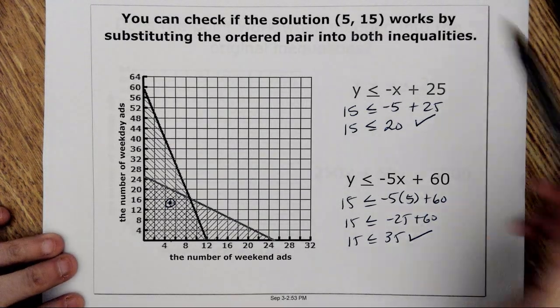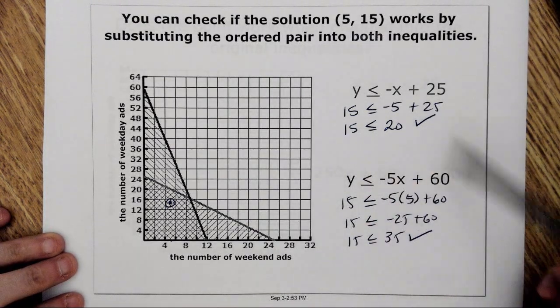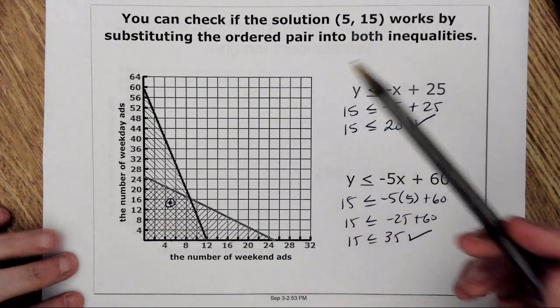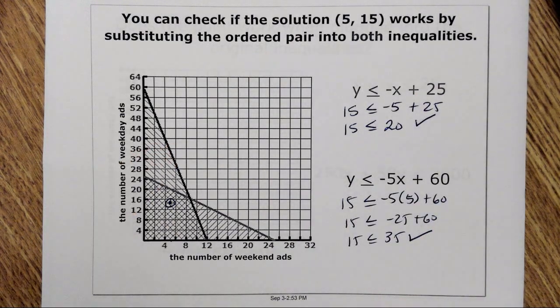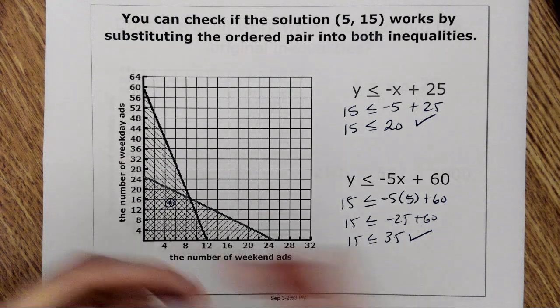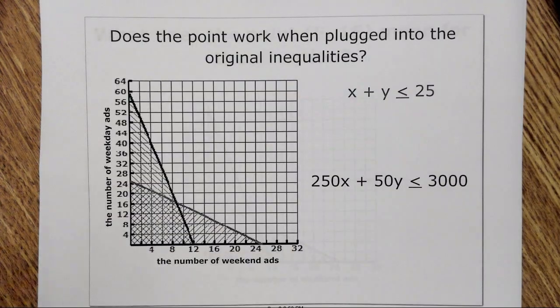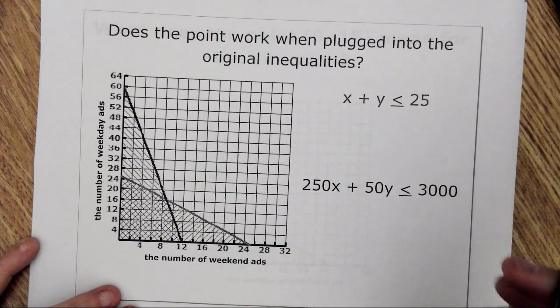So that's what we're looking for. We're looking for solutions that make a system, like I said, is an inequality or an equation where we have more than one equation or line or something happening at the same time, and we're looking for a solution that satisfies them both. Okay? Now, let's look when we plug it into the original inequality.